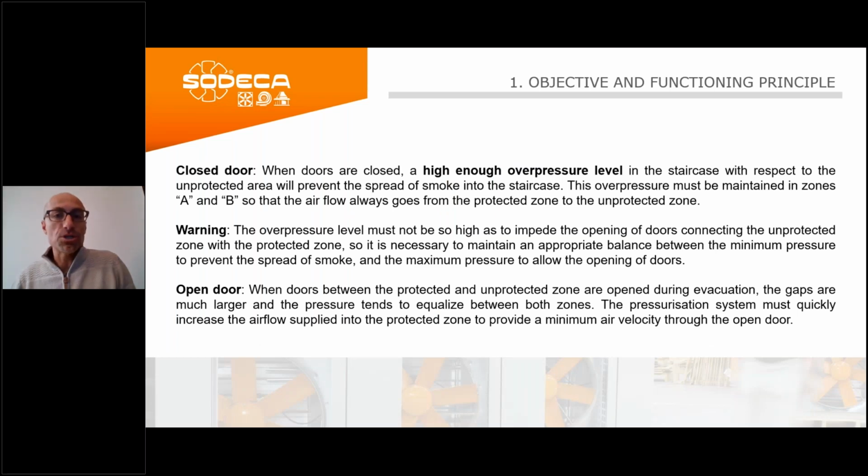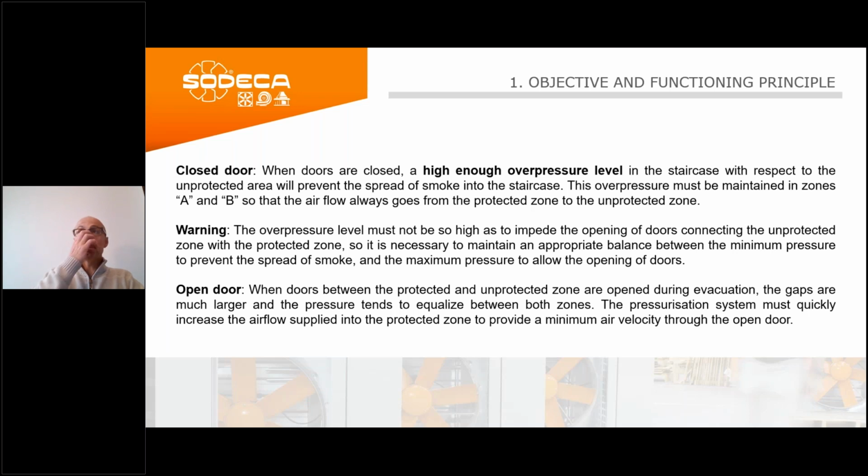Okay, now you know the objective of the system. The following step is to think about what happens with the doors when people are evacuating the building through the evacuation route, let's say the stairwell. There will be doors opening and closing, so 2 scenarios will coexist. First one is the closed door scenario, when all the doors are closed. In this case, a high enough overpressure level in the staircase with respect to the unprotected area, the accommodation area, will prevent the smoke from spreading into the staircase.